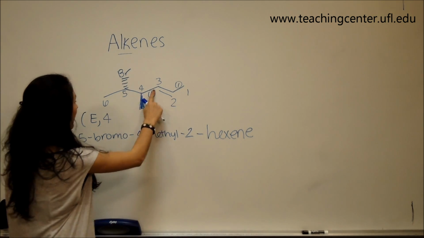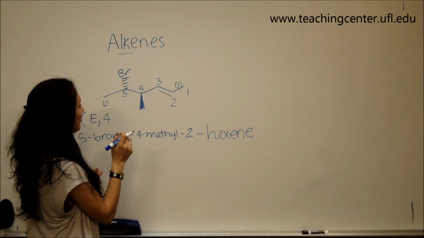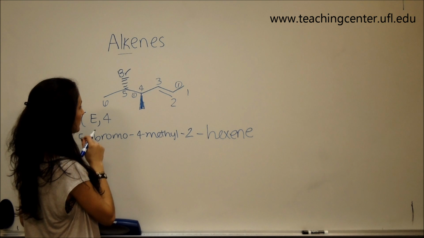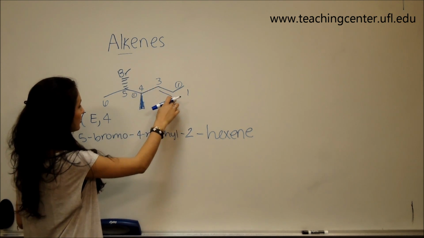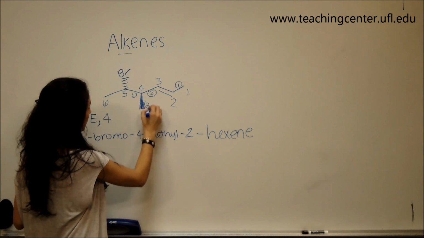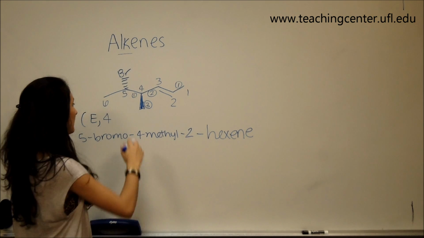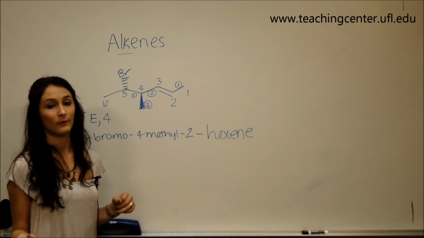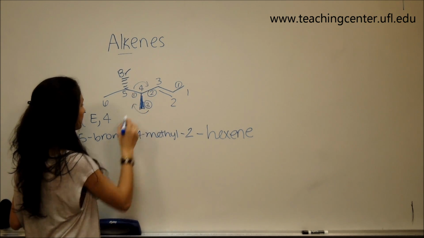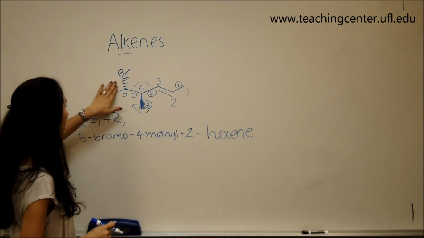So how do we determine R and S? Same way with priorities. So our number 1 priority is going to be this one because it's a carbon attached to a bromine, which is good, and better than a carbon attached to 2 carbons. That's going to be number 2. This methyl group's going to be number 3, and number 4 is hydrogen going back into the page. So we can read this as is and determine whether it's R or S. So this is going in the clockwise direction. So this is going to be R. 4R.